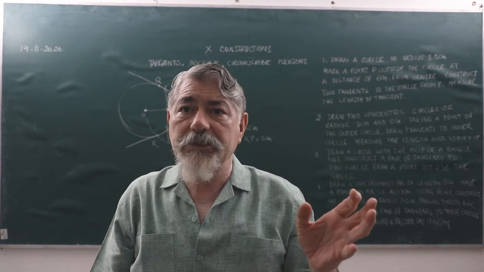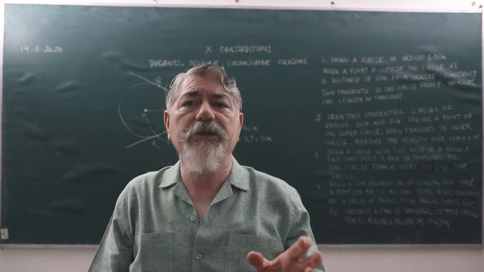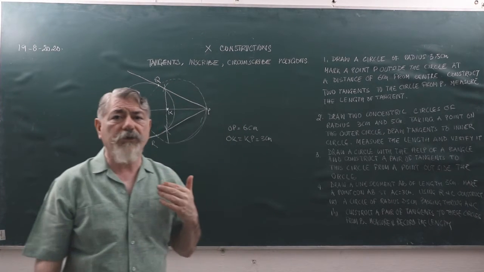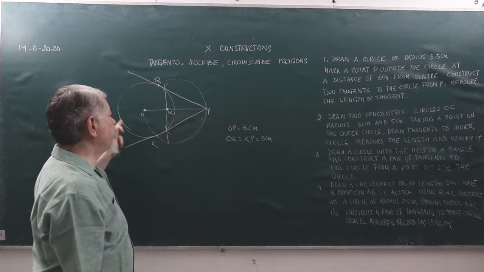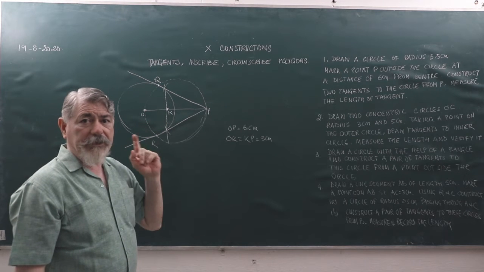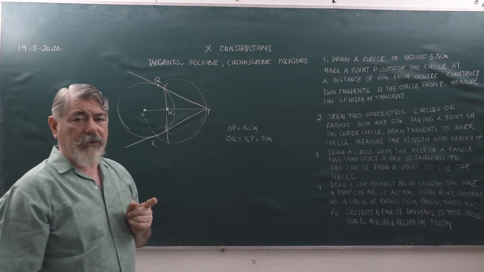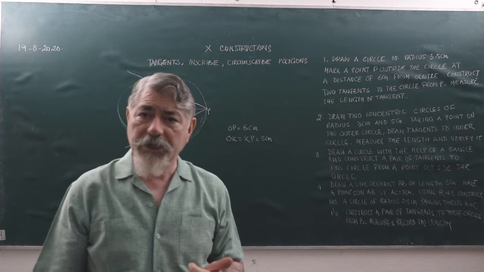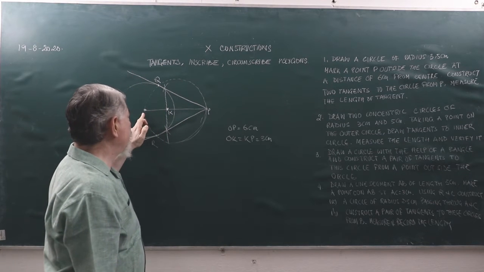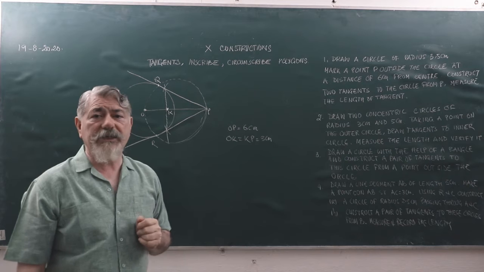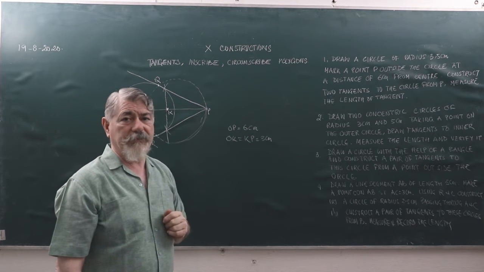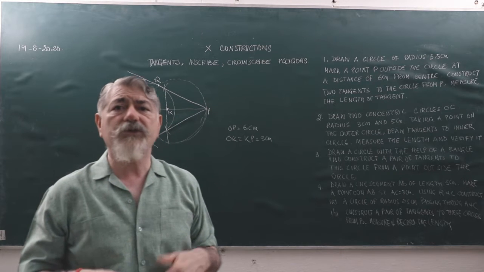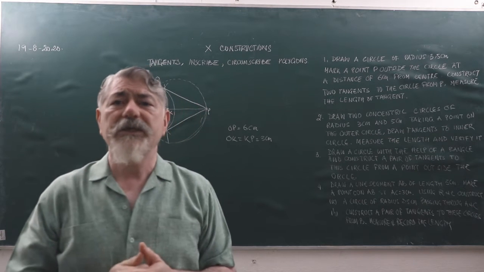So the method is very simple. Draw the given circle. Here we have been given a circle of radius 3.5 centimeter, so we have drawn a circle of radius 3.5 centimeter with center O. Then he has given you a point P outside the circle at a distance of 6 centimeter. So I have drawn line OP equal to 6 centimeter. Then we have taken OP as diameter and drawn a circle on OP as diameter.